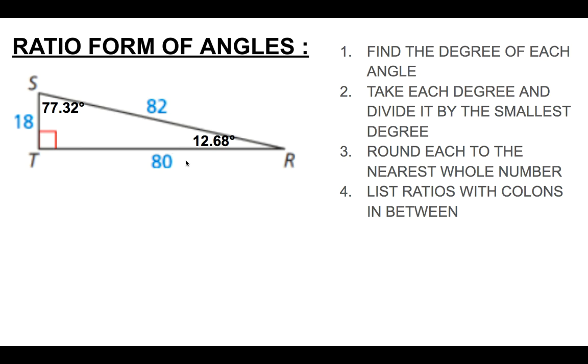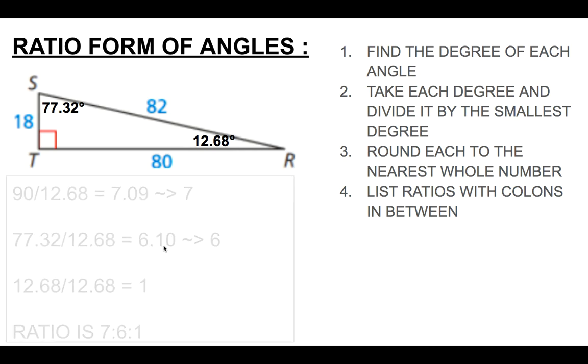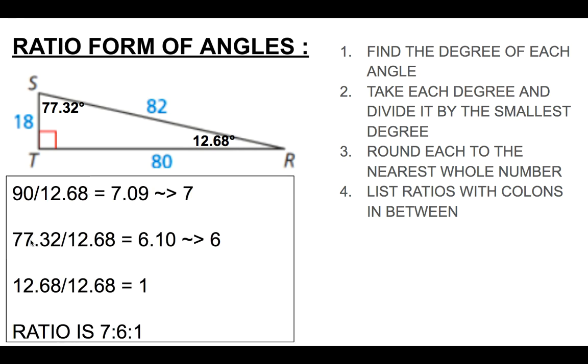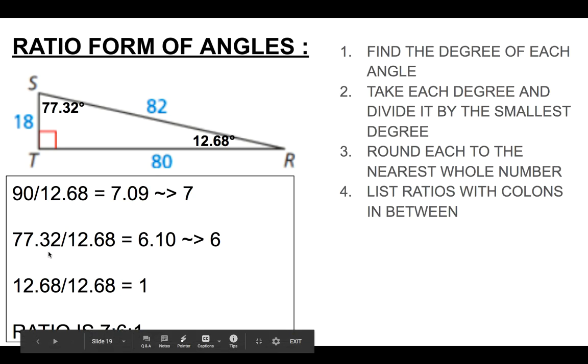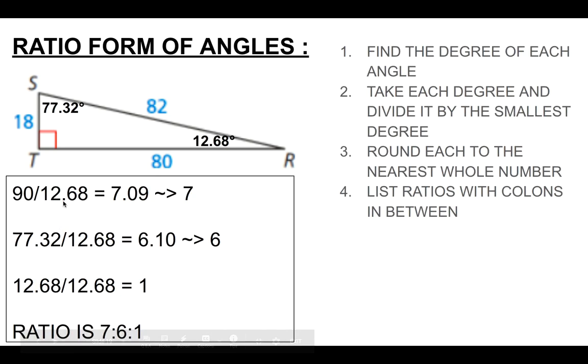Now I'm going to look at my triangle and at my 3 degrees, and I'm going to take each of my degrees and divide it by the smallest degree. So I have 90, 77.32, and 12.68. My smallest degree is 12.68. So I'm going to take each of those values, 90, 77.32, and 12.68, and divide it by my smallest angle, in this case 12.68. And once I do that, I get 7.09. So that's going to be approximately 7.